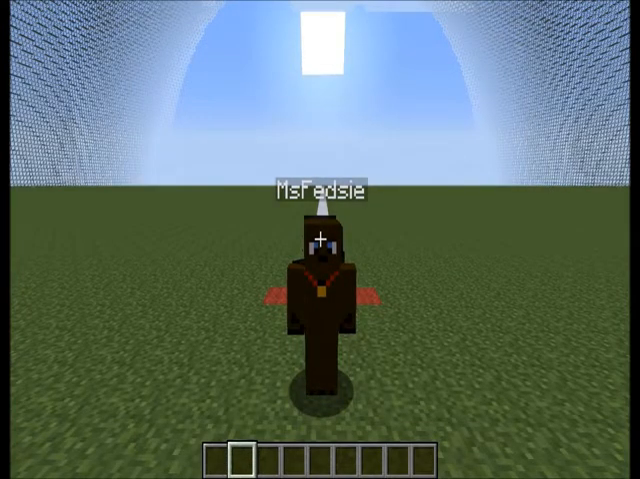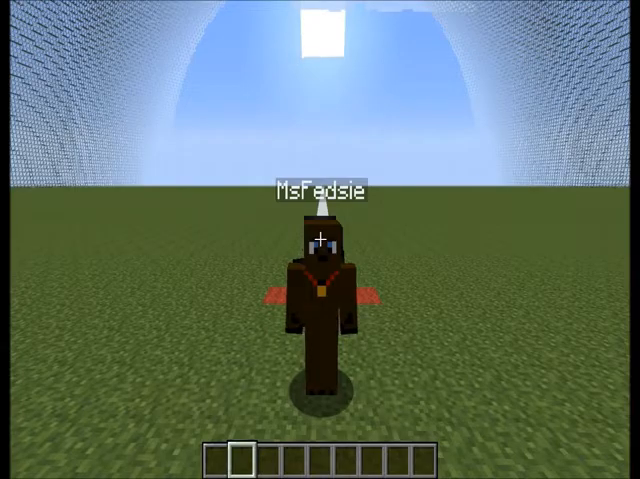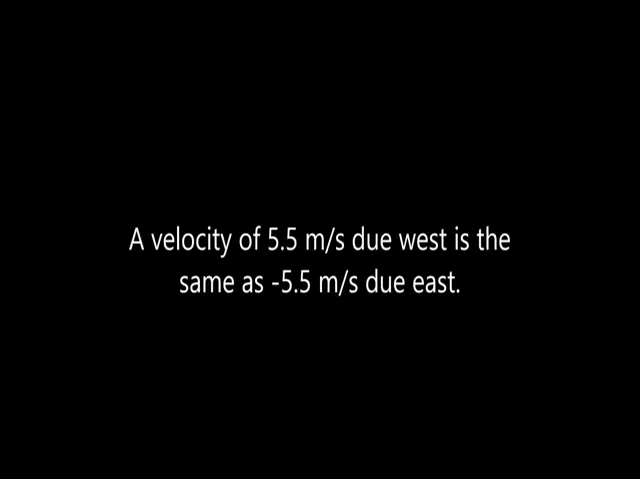Let's say that the track runs east-west, so she was heading west towards me. So her velocity was 5.5 meters per second west. It's important to note that a velocity of 5.5 meters per second due west is the same as minus 5.5 meters per second due east.